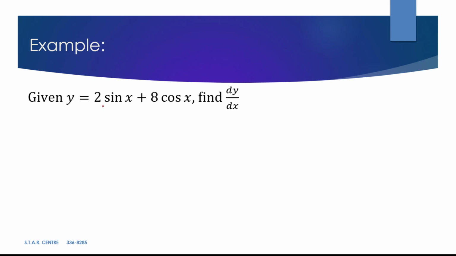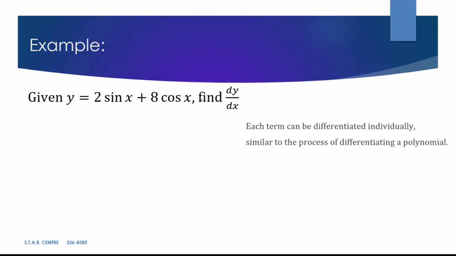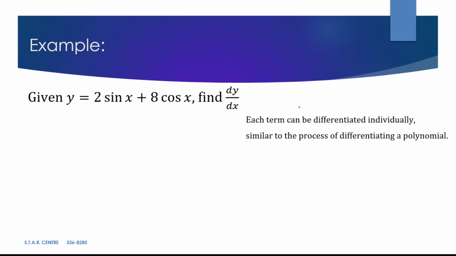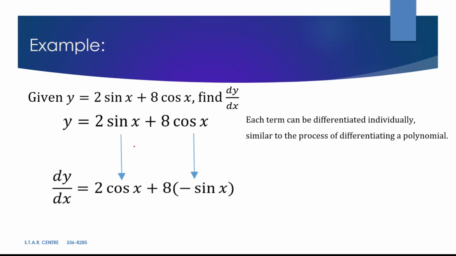Example, given y equals 2 sine x plus 8 cos x. Find dy dx. Each term can be differentiated individually, similar to the process of differentiating a polynomial. So if I differentiate 2 sine x, the 2 is a constant that remains as it is, because it's not a constant by itself in terms of 2 plus sine. The 2 is being multiplied by sine. So in our result, the 2 is being multiplied by whatever the differential of sine x is.